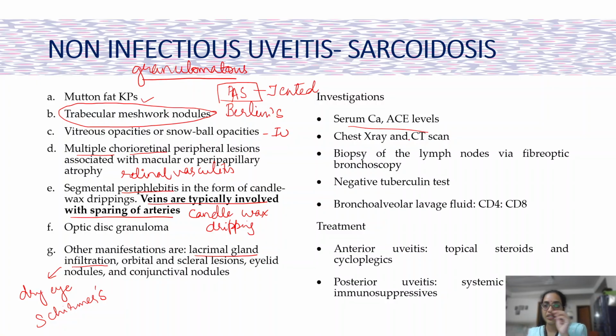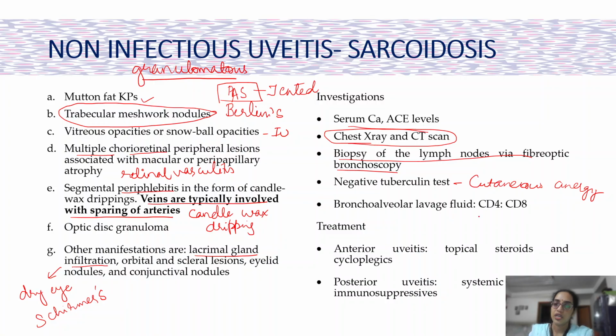Yes, this is what we have been classically taught. But biopsy from the lymph nodes or any tissue for that matter is the gold standard to establish a diagnosis of sarcoid. You may want to do a chest CT scan to rule out hilar lymphadenopathy. Negative tuberculin test is also important. It is known as cutaneous anergy, which is classically seen in sarcoidosis. And if you get a bronchoalveolar lavage fluid, you can do a CD4 to CD8 count ratio.